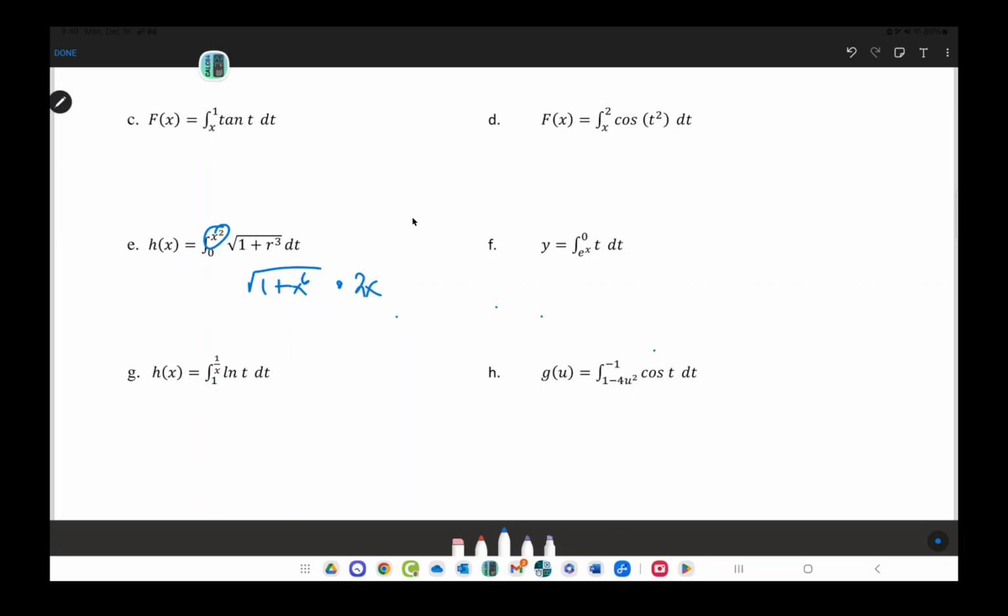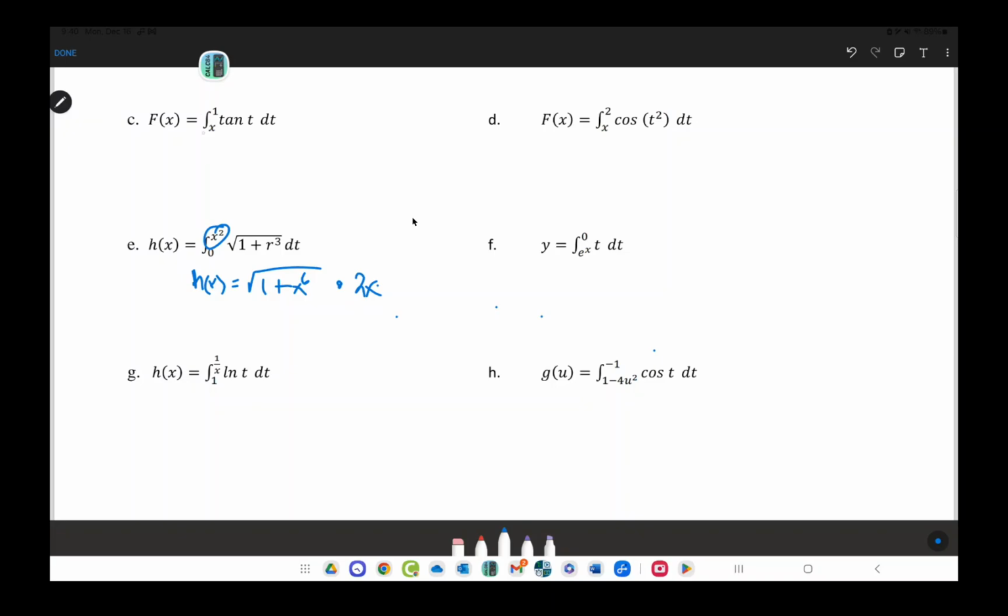That's it. F of x. We have to find it. No, they're saying that they want you to take the derivative of this integral. And what do derivatives and integrals do? They cancel out. The difference here is you have x in your bounds.